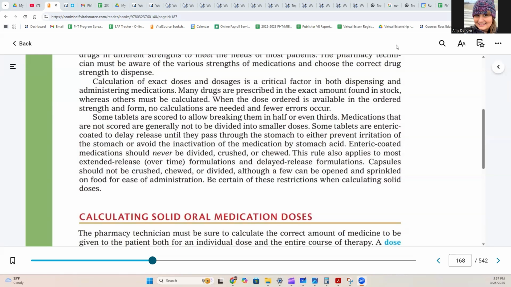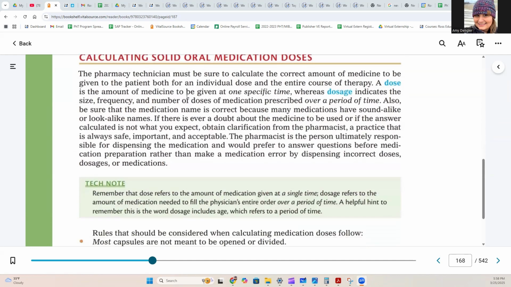Some tablets are enteric coated to delay release until they pass through the stomach, to either prevent irritation of the stomach or avoid the inactivation of the medication by stomach acid. Enteric coated medication should never be divided, cut, crushed, or chewed. This rule also applies to most extended release over time formulations and delayed release formulations. Capsules should not be crushed, chewed, or divided, although a few can be opened and sprinkled on food for ease of administration. Be certain of the restrictions when calculating solid doses.